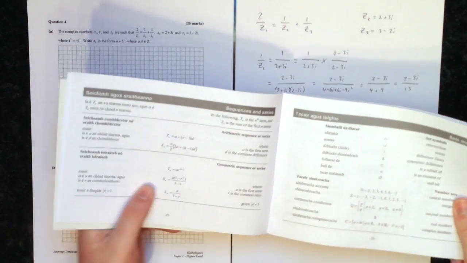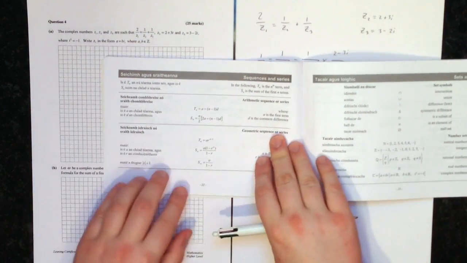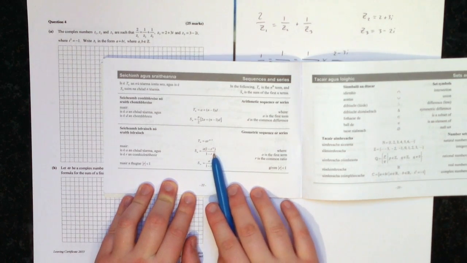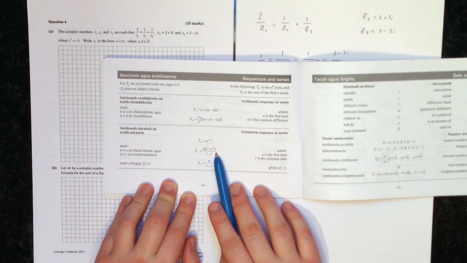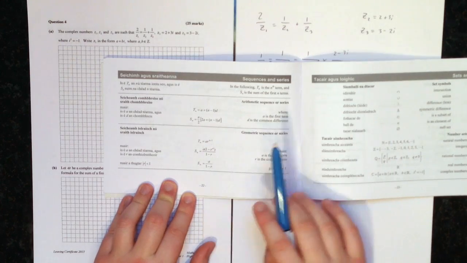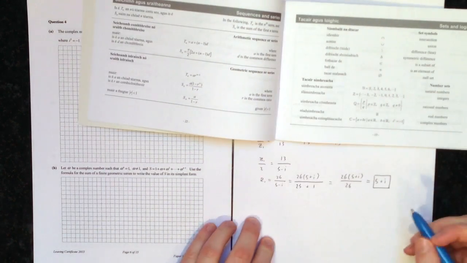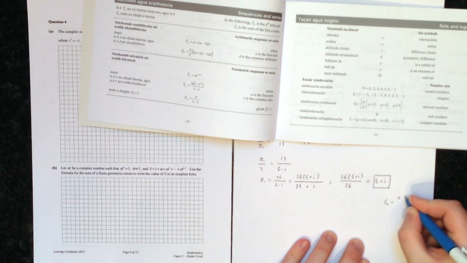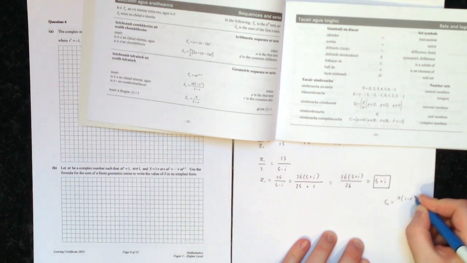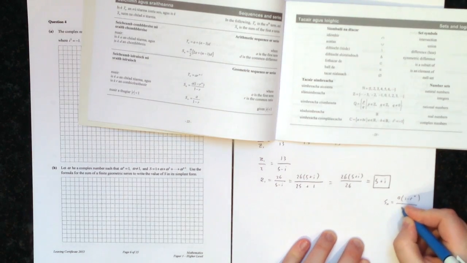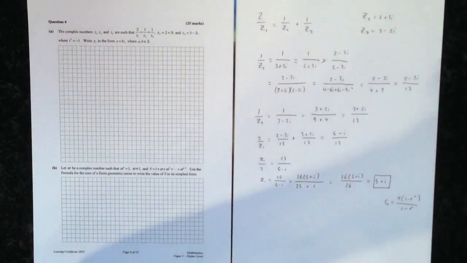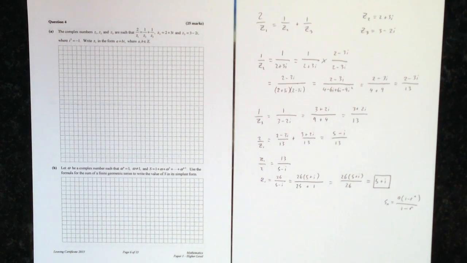So to do that, we turn to page 22 of our tables book, and we'll see that the formula for the nth partial sum will be a times 1 minus r to the power of n divided by 1 minus r. The formula we're looking for is Sn is equal to a times 1 minus r to the power of n divided by 1 minus r. In this formula, a is the first term of the series, and r is the common ratio.